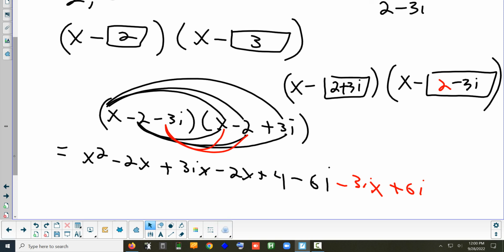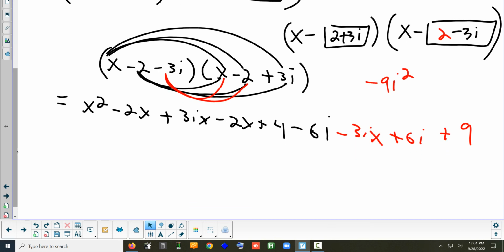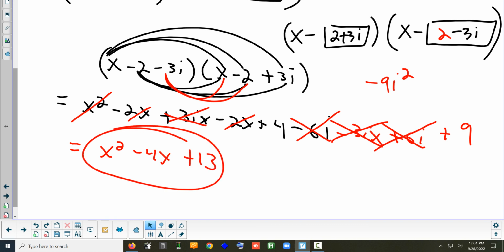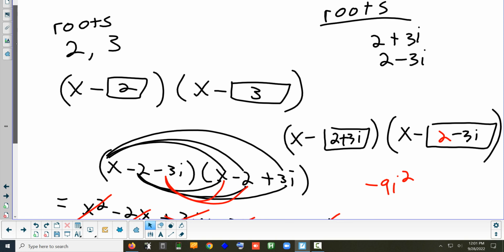And negative 3i times positive 3i? Which is just positive 9. What cancels out there? The ix's: positive 3ix, negative 3ix. The i's: the negative 6i, the positive 6i. So basically, any multiplication that had an i in it, you could have just skipped. So if you have to do anything with an i, you can skip it. And you get x squared minus 2x minus 2x is minus 4x plus 4 plus 9. So there's a quadratic that has 2 plus 3i and 2 minus 3i as its roots.